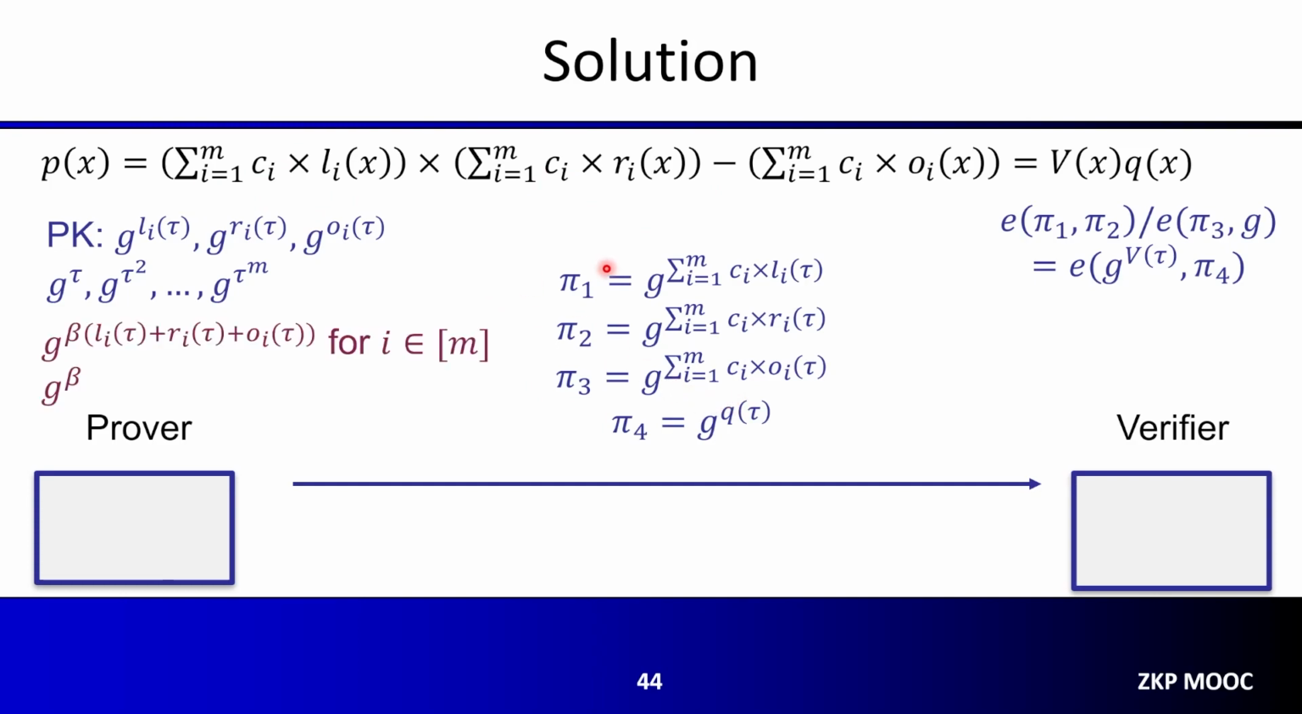So then the solution is to introduce an additional set of public parameters in the proving key. So this set of proving key is g to the power of beta times Li tau plus Ri tau plus Oi tau. Okay? And also we need to include g to the beta as part of the proving key and the verification key. So with this set of public keys, in addition to pi 1 all the way to pi 4, we ask the prover to generate an additional proof, pi 5, which equals the product of g to the beta times Li tau plus Ri tau plus Oi tau, raised to the power of Ci. And this can be computed using this new set of public keys.